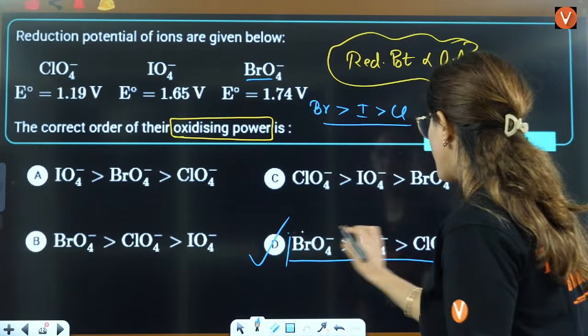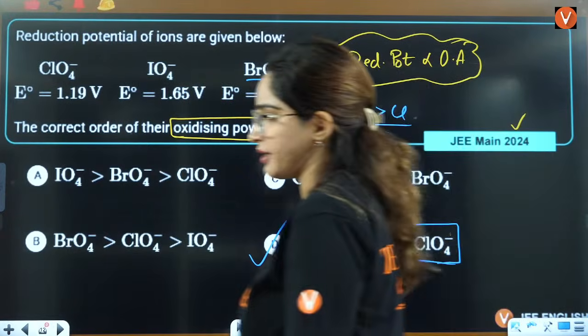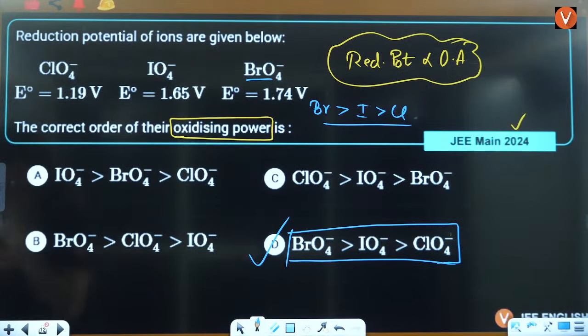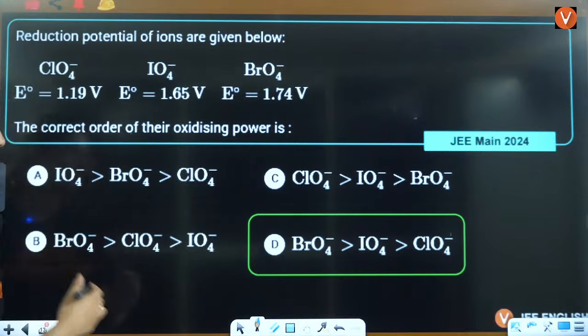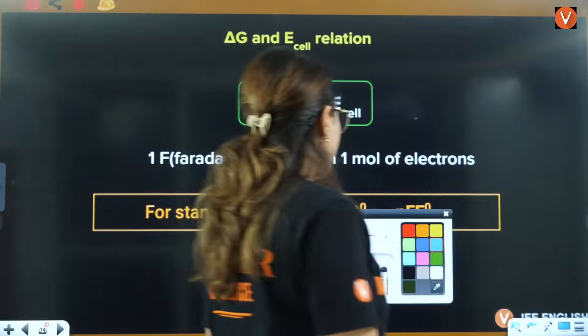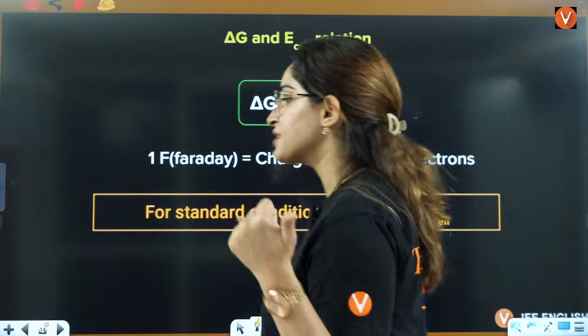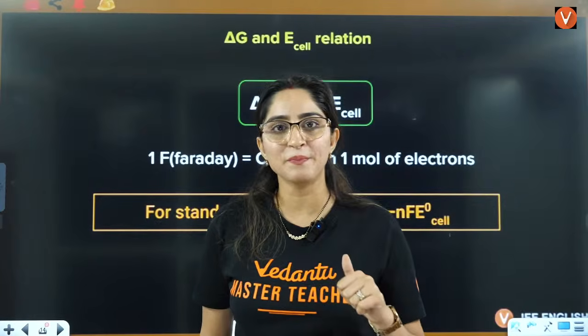So D is going to be the correct answer here. Right, everybody? D is going to be the correct answer here. So this one is absolutely correct. Right, everybody? Clear, students? Okay.